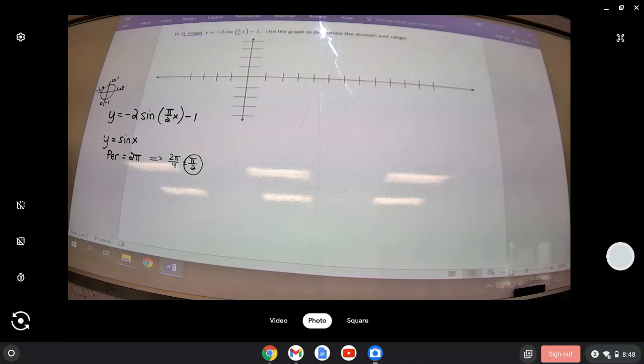All right. Well, guys, can you picture sine? Hopefully you can. Sine looked like that, right? So let's get its original key points. 0, 0.